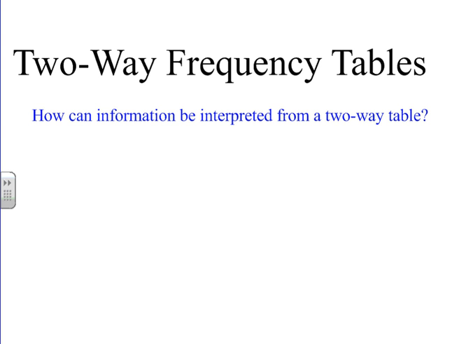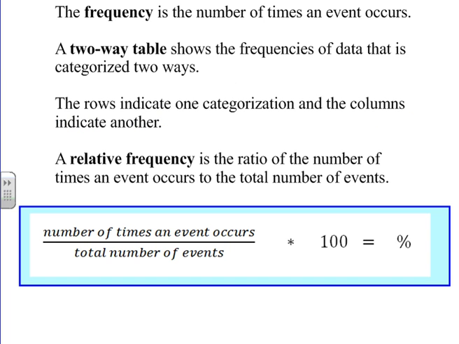Two-way frequency tables. How can information be interpreted from a two-way table? We know the frequency is the number of times an event occurs. A two-way table shows the frequency of data that is categorized two ways. The rows will indicate one categorization and the columns indicate another.